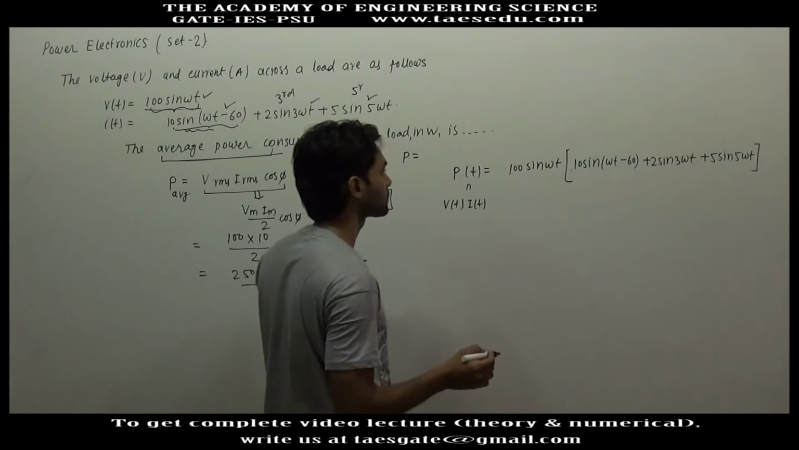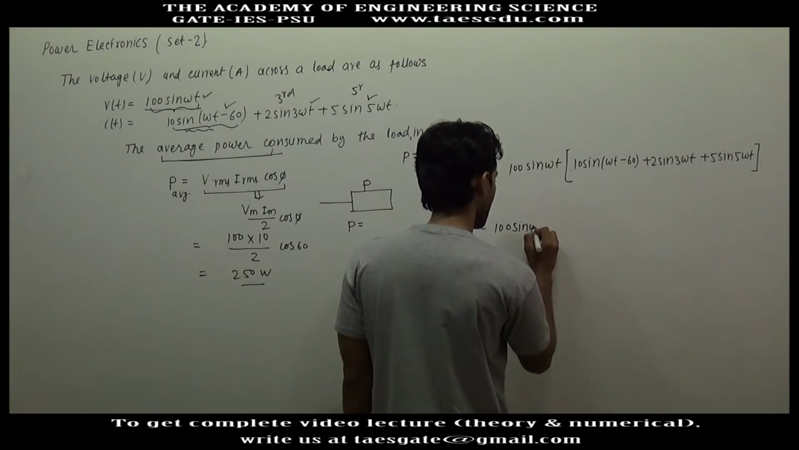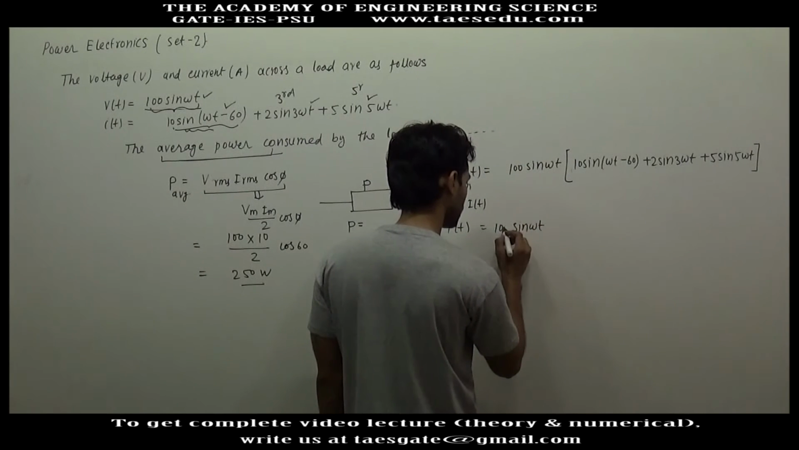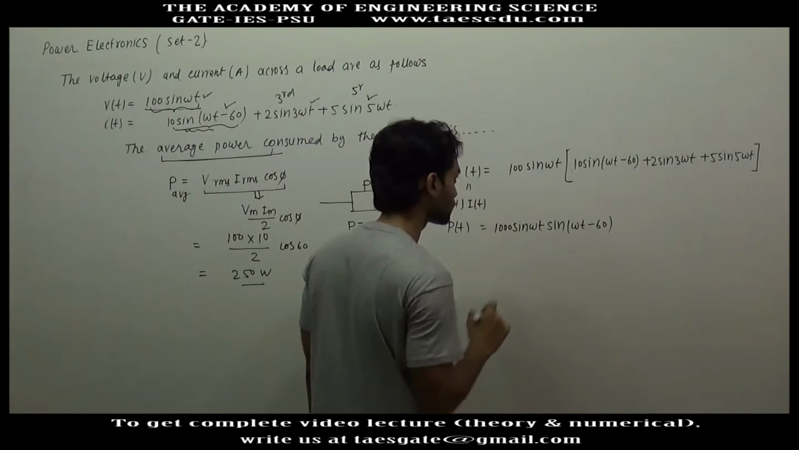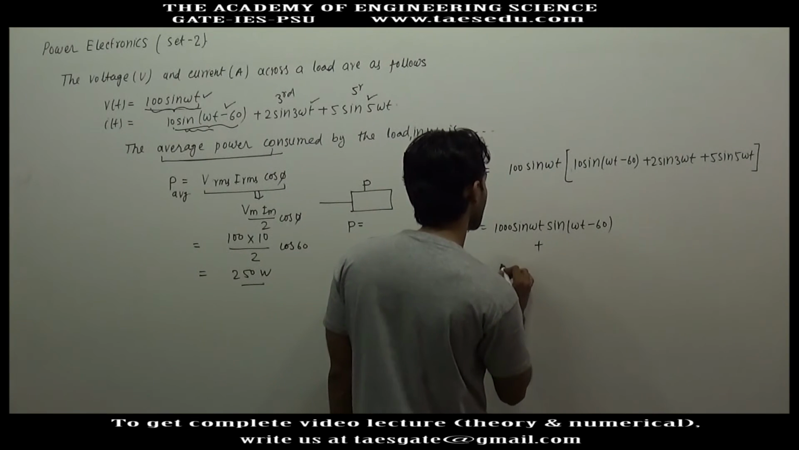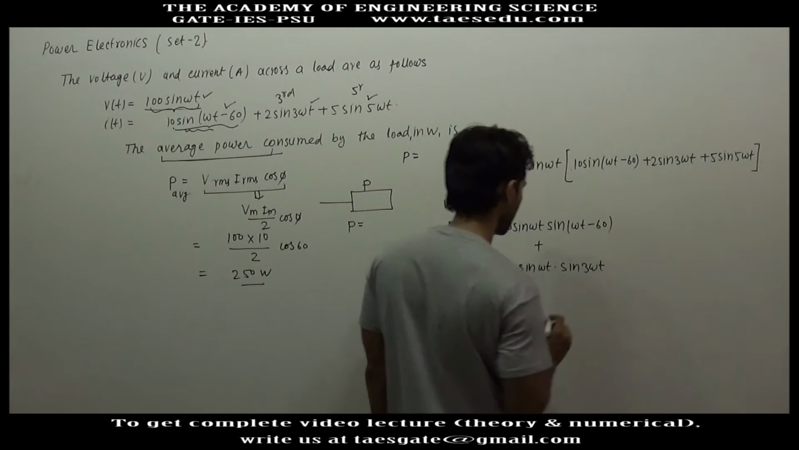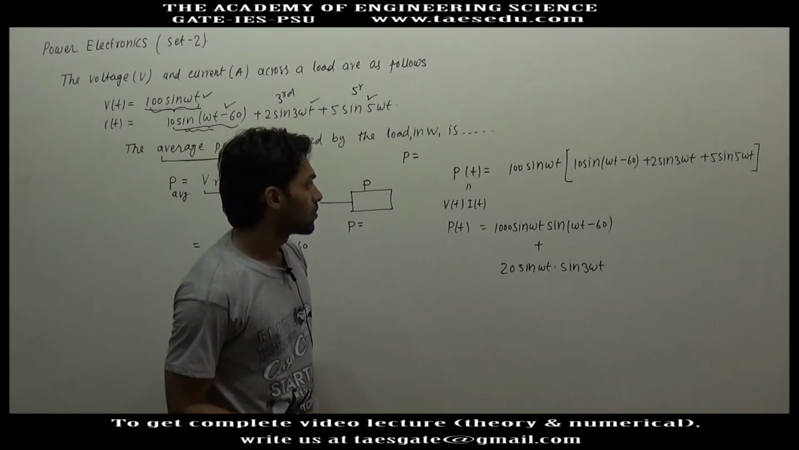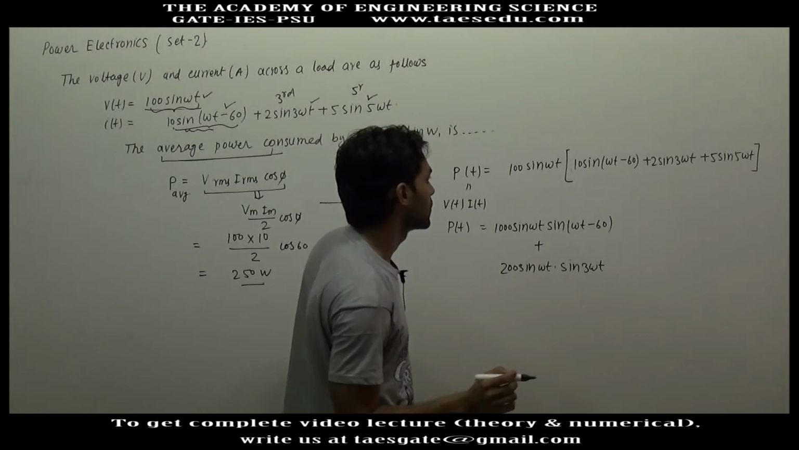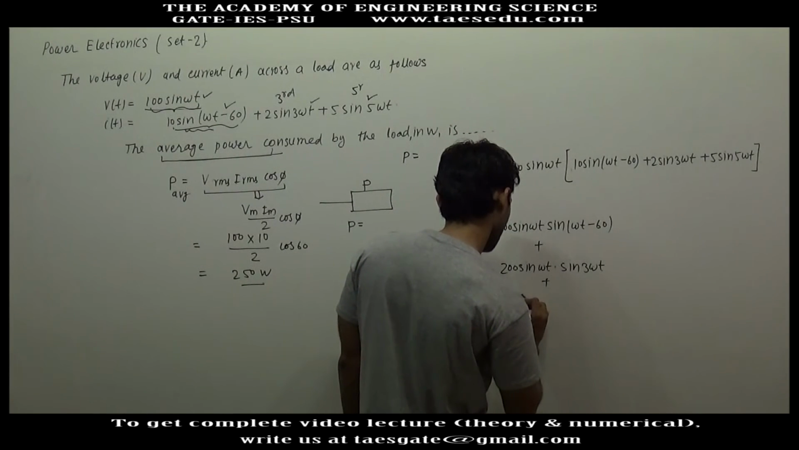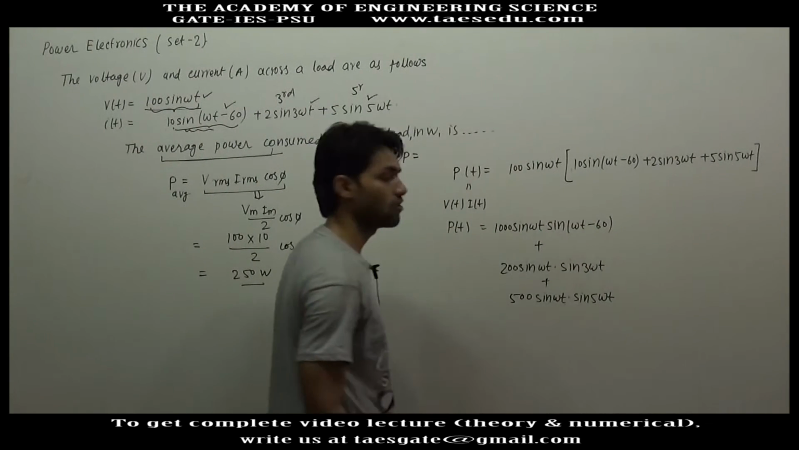Now Pt will be 1000 sin omega t sin(omega t minus 60 degree) plus 200 sin omega t into sin 3 omega t plus 500 sin omega t into sin 5 omega t. This is the value of instantaneous power.